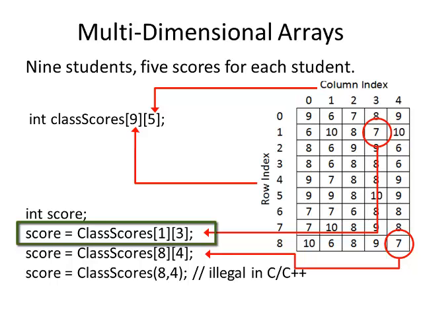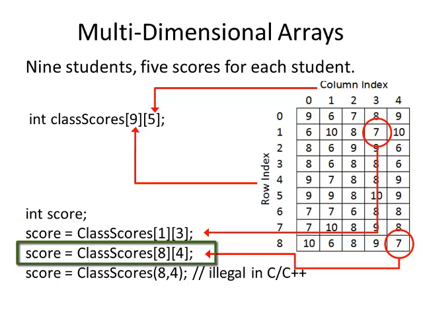Or I could even say class score 8, 4. And that's going to give me another 7, but it's a different spot. But I can't say scores open parentheses 8 comma 4 close parentheses. That is not legal in C and C++. It may be legal in other languages, but you have to look at how the array notation looks for multi-dimensional arrays in these languages.